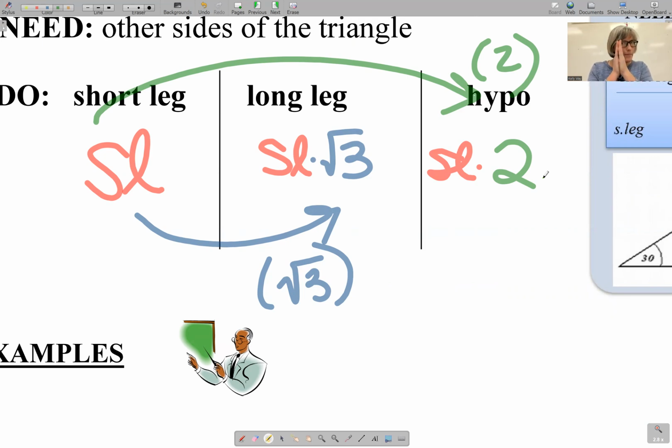Get your hands ready. 30, 60, 90, short leg, √3, short leg times 2. 30, 60, 90, short leg, √3, short leg times 2.